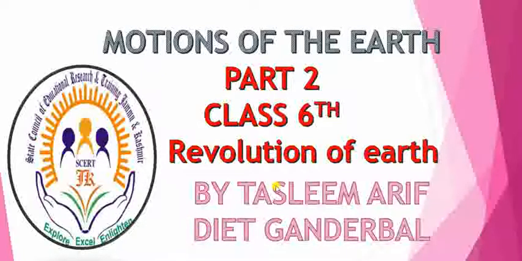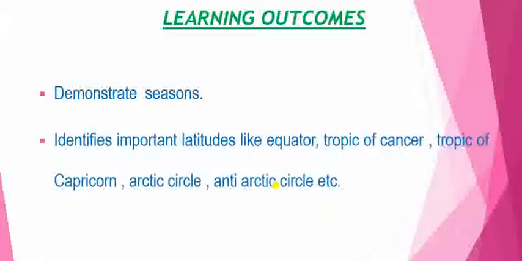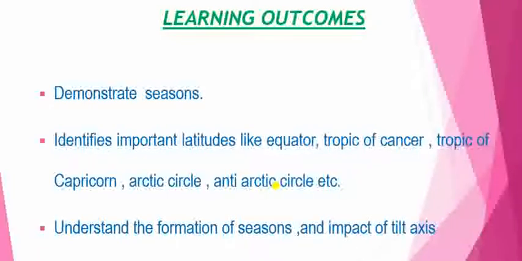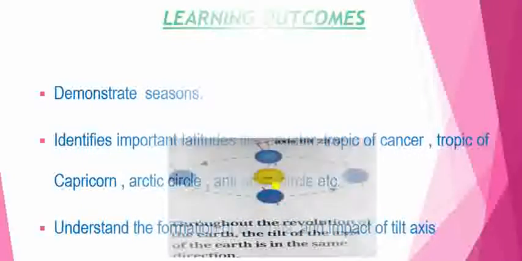So, before going into the details of this presentation, let's first try to understand the learning outcomes, what we expect our students to know at the end of this presentation. First, they must be able to demonstrate seasons. They must be able to identify important latitudes like the equator, Tropic of Cancer, Tropic of Capricorn, Arctic Circle, and Antarctic Circle. They must be able to understand the formation of seasons and the impact of the tilt of the axis.